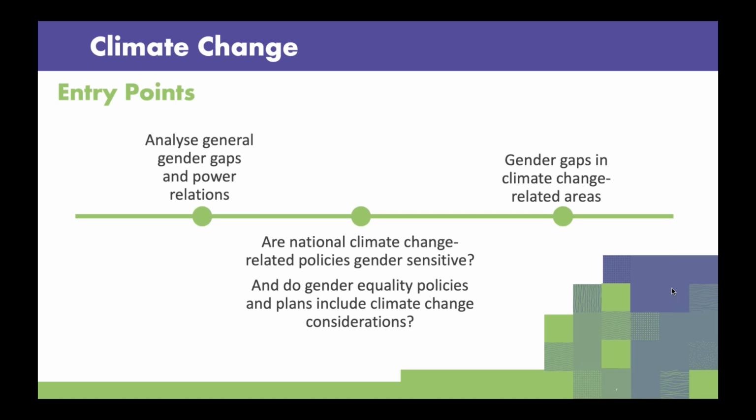And finally, gender gaps in climate change related areas. So for instance, energy access, access to various natural resources or ecosystem services in general, and also, for example, environmental political participation, whether women have access to these types of stakeholder engagement in the country. So these are essentially entry points that we could work on in this topic of climate change, trying to mainstream gender.